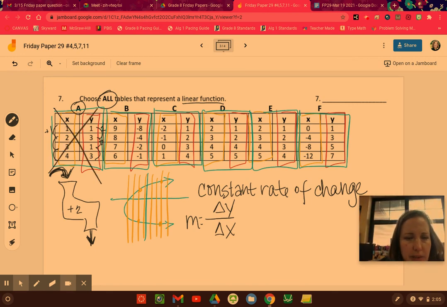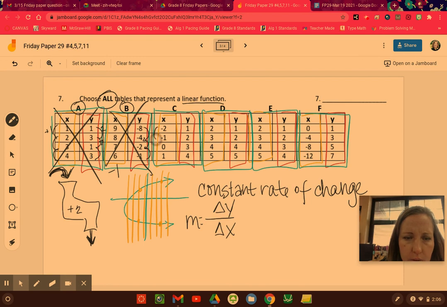Table A is out. So table B, 9, 8, 7, 6. Each time we're going down by 1. And then 8 to negative 4, we're going up 4. 4 to negative 2, what are we doing? Up 2. 2 to 1, negative 1, we're going up 1. So this does not have a constant rate of change, right? So cross him out.